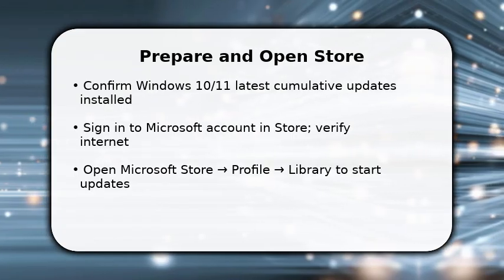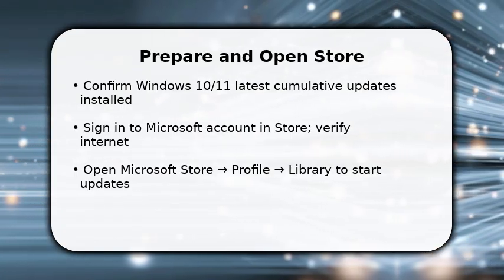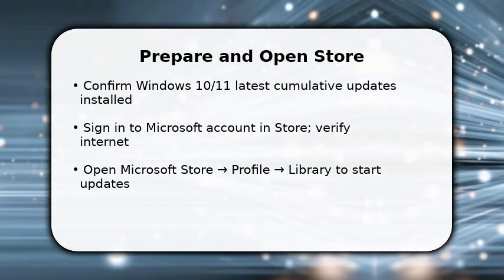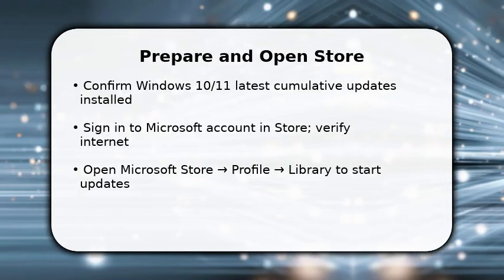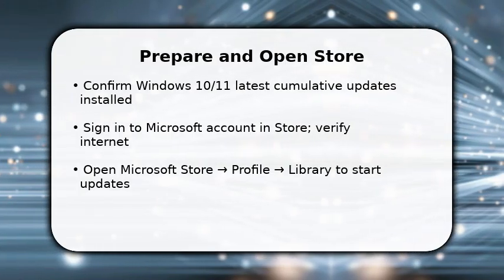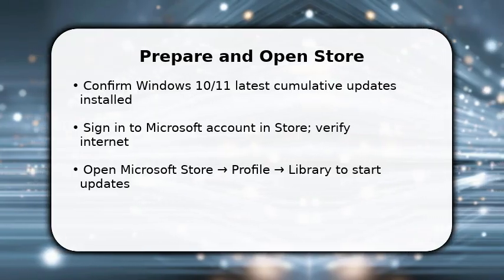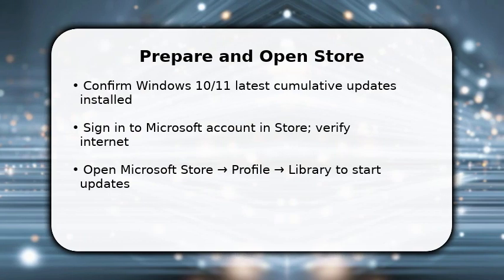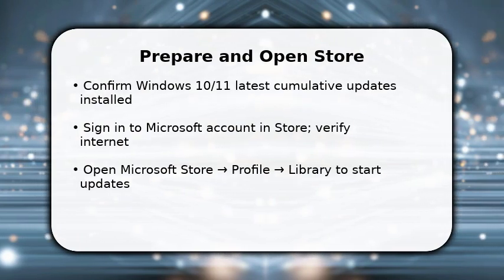Once done, open Microsoft Store, click your profile icon, then select Library. You'll see available app updates listed. Tap Get Updates to begin. This step triggers the store's update engine and shows real-time download progress, so you know what's installing and why.